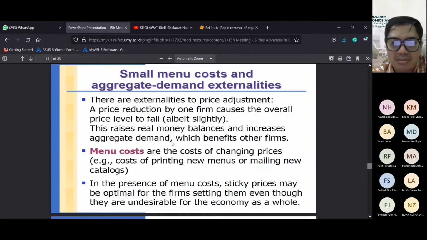So here is the menu cost. The menu costs are the cost of changing prices. Because if a firm or company is always changing the price, it will impact the new menus or the mailing of new catalogs. So it means that additional cost will be needed, because you are always changing the price. You need to update your database, new catalogs and others. So it will create another cost. So in the presence of menu cost, sticky prices may be optimal for a firm, even though they are undesirable for the economy as a whole.